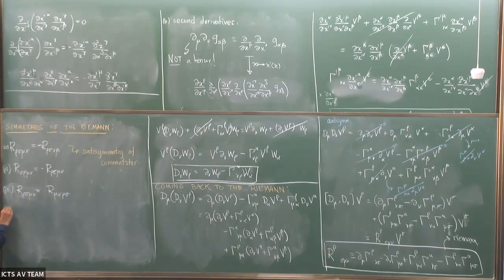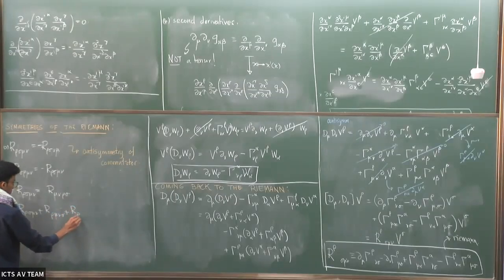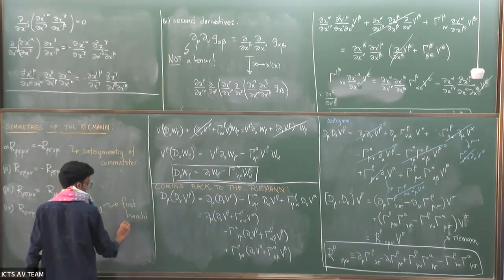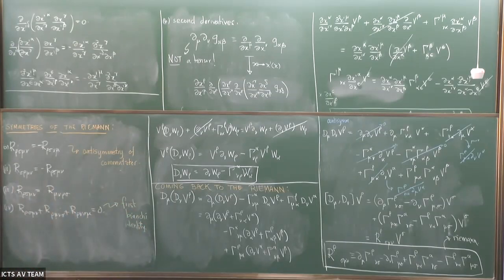And the final symmetry of the Riemann is that R rho sigma mu nu plus R rho mu nu sigma plus R rho nu sigma mu equals 0. Just for you to look this up, this is usually referred to as the first Bianchi. People have names for all these things, but this is what's called the first Bianchi.